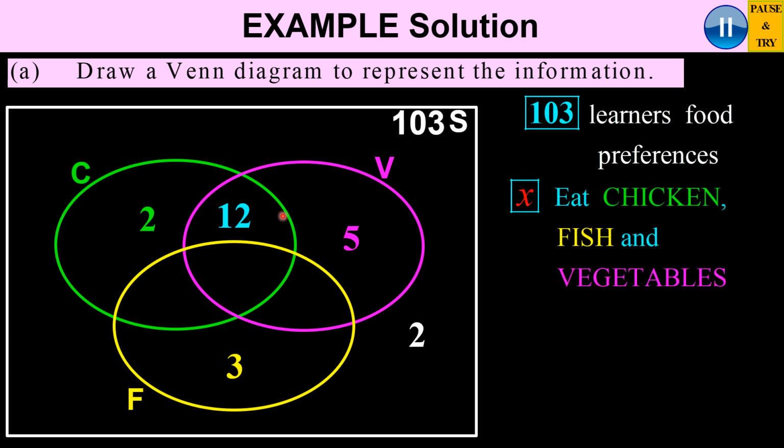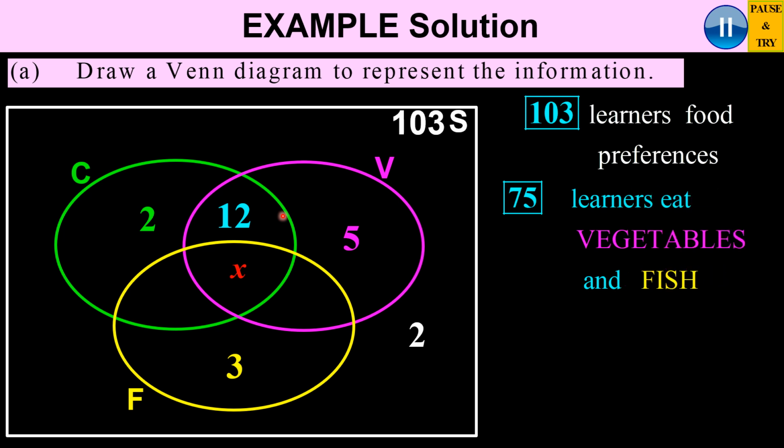Now next they say X is the number who eat chicken, fish, and vegetables. Where's the and part? Chicken, fish, and vegetables. That's correct. That's the part right in the middle. That's the X. Then next 75 learners eat vegetables and fish. There's vegetables and there's fish. So this whole portion here should be 75. Not 75 here, but 75 between them. So to get this part here, it is 75 minus X.